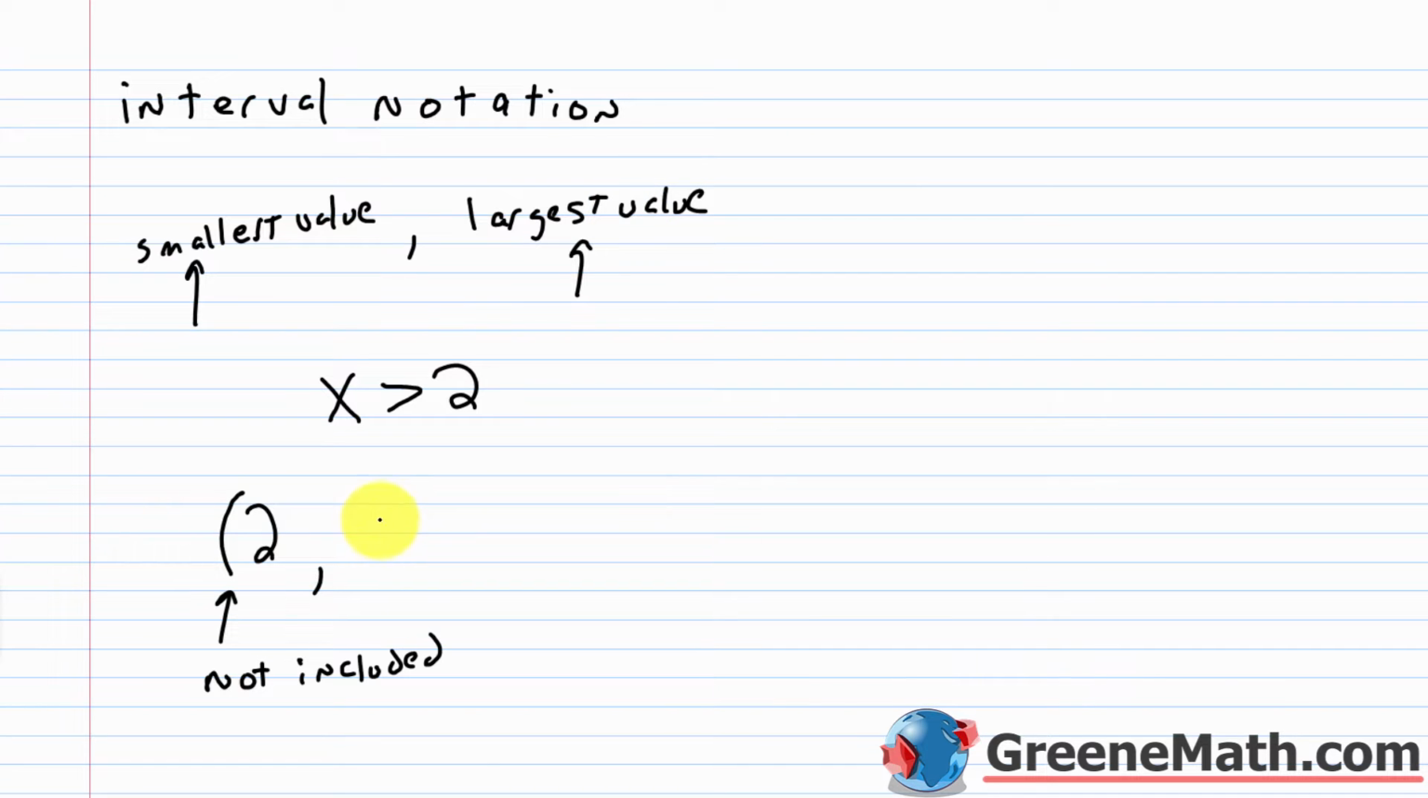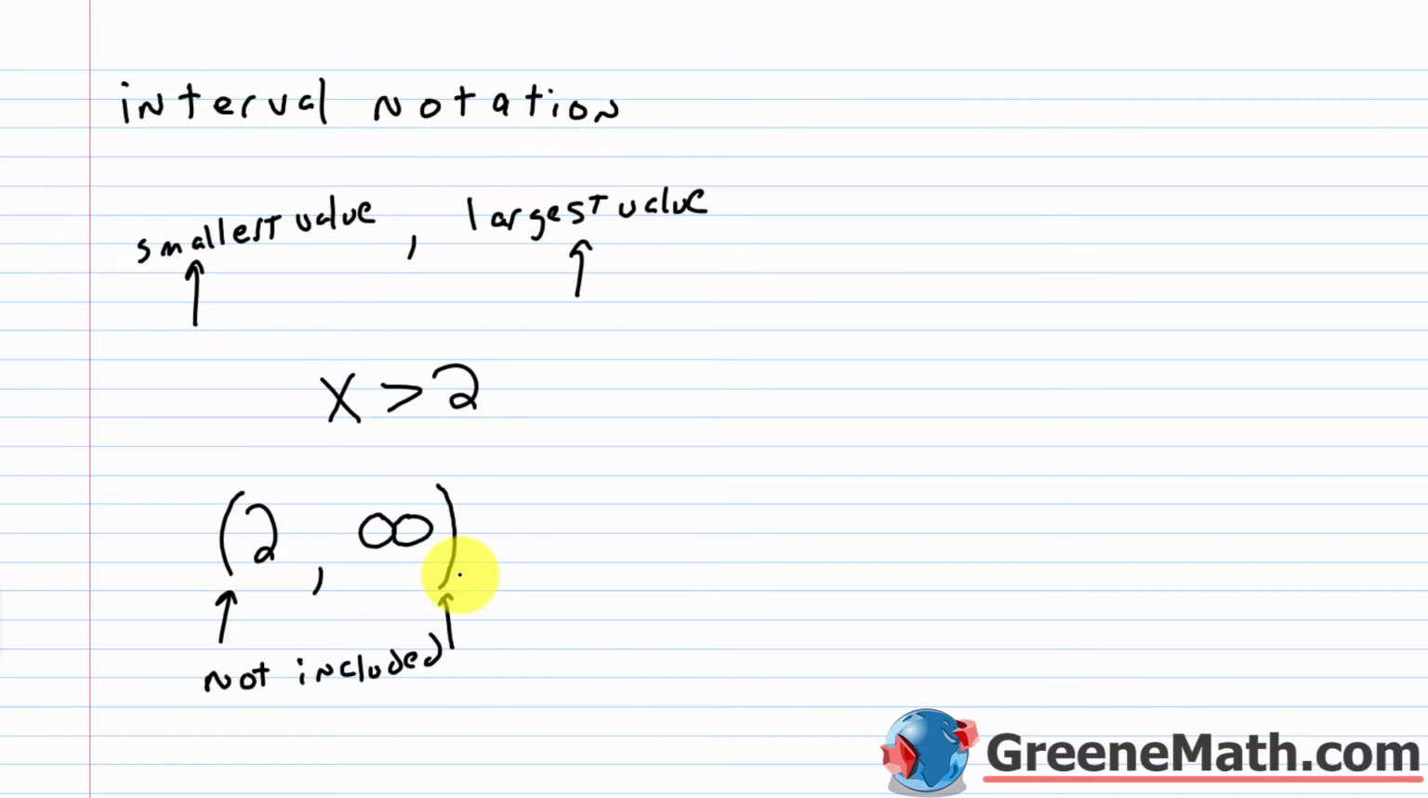So the infinity symbol, and it kind of looks like a sideways 8. And because infinity is not a number, you're also going to put a parenthesis next to it to say that, hey, this is not included, right? Now, we're going to see in a minute that we're going to have a different type of notation when things are included. So we see our interval notation for x is greater than 2.